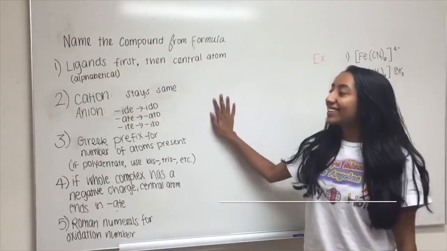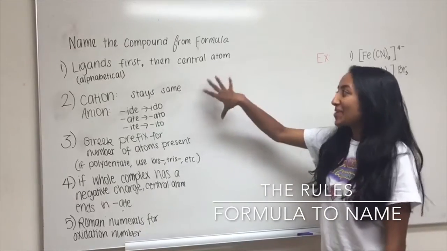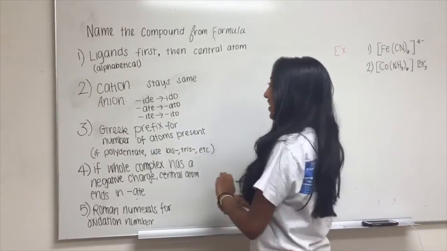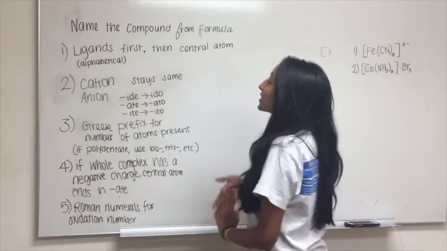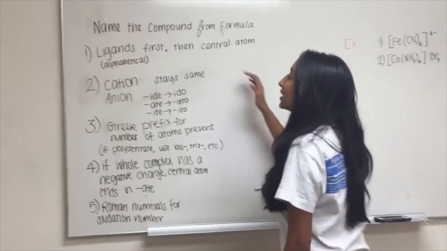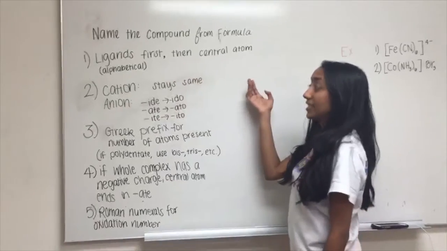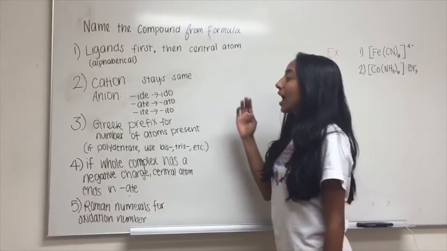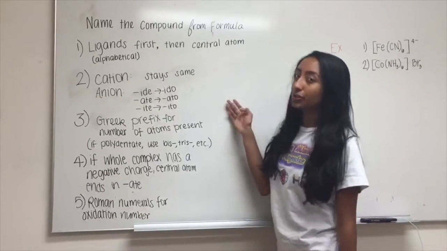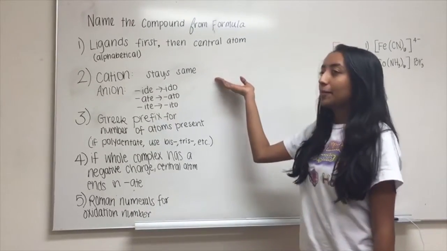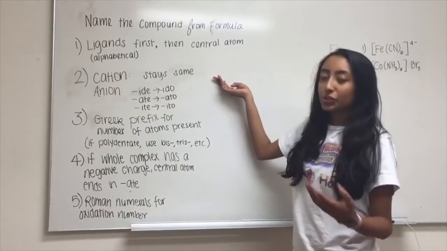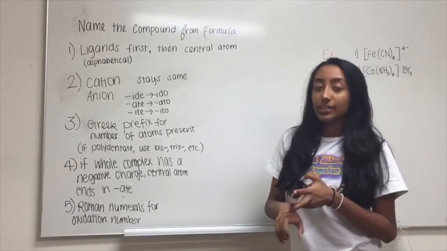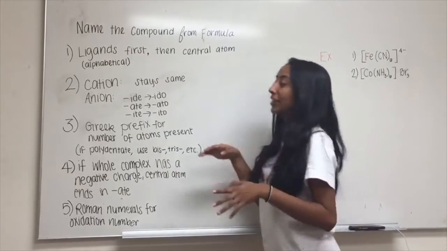Okay, so today we're going to talk about how to name the compounds from the formulas of complex compounds. First, when you're naming the compounds, you name the ligands first and then the central atom, and the ligands should be in alphabetical order. When you name any cations or neutral ligands, they stay the same. And there are some exceptions to the neutral ligand rule. For example, H2O is aqua, and NH3 is amine, etc.